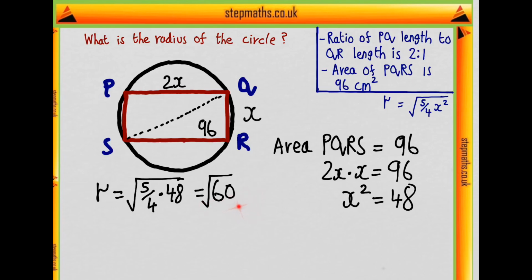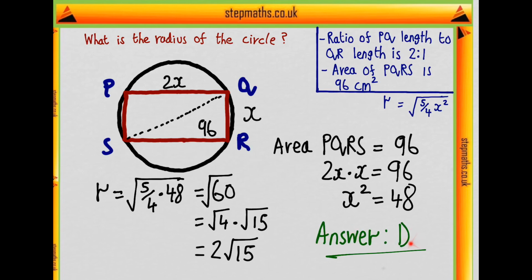Now, this isn't quite the answer. None of the options in the multiple choice match this, because this can be simplified. Can we write 60 as a product of two numbers where one of them's a square number? Yes, we can. We can write it as 4 times 15. So root 60 equals root 4 times root 15. Root 4 is 2. So we get 2 root 15, which is great, because that's one of our answers on the multiple choice. It's in fact D. And so our answer is D.